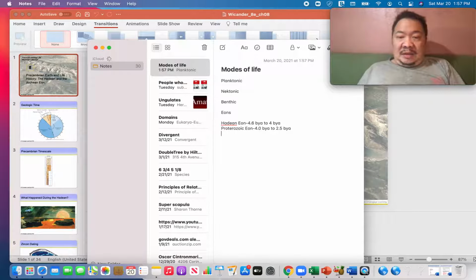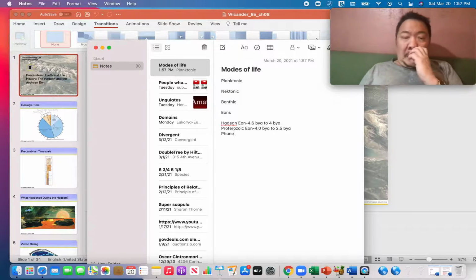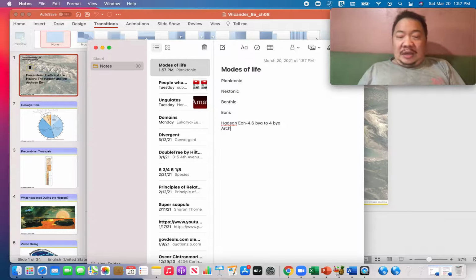And then later on we'll talk about the Phanerozoic. I'm sorry. Good Lord, I'm an idiot. It goes from the Hadean from 4.6 to 4 billion years ago. Then it goes to the Archean Eon from 4 billion years ago to 2.5 billion years ago.